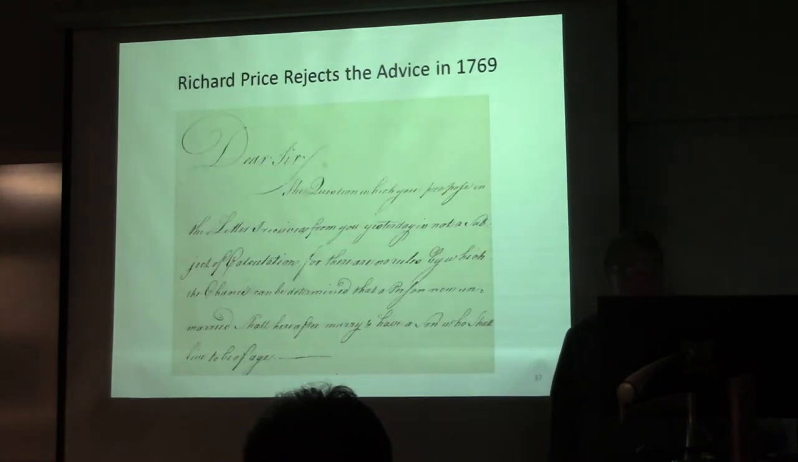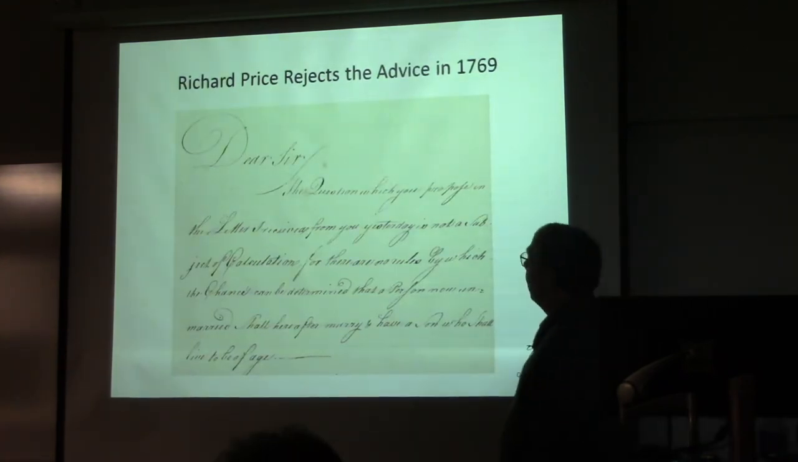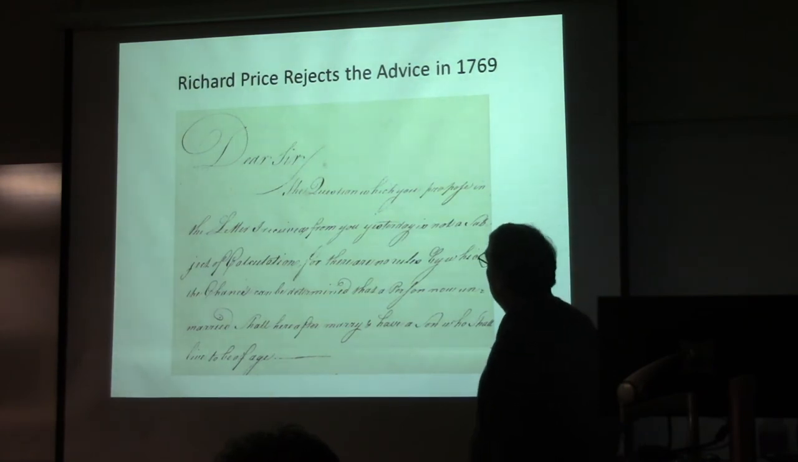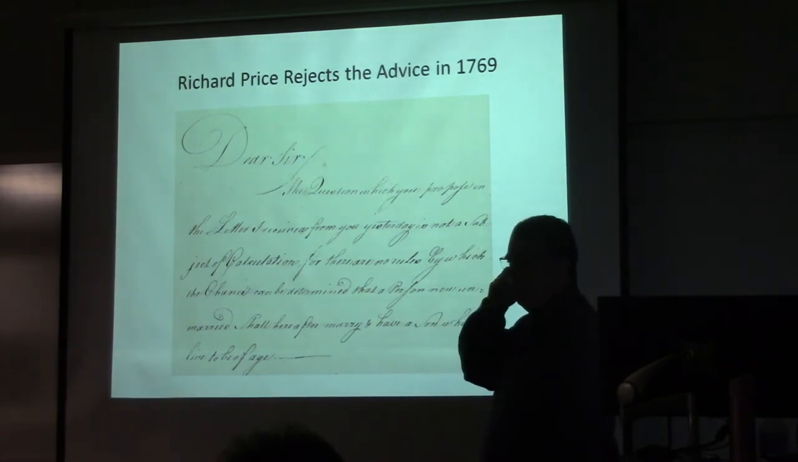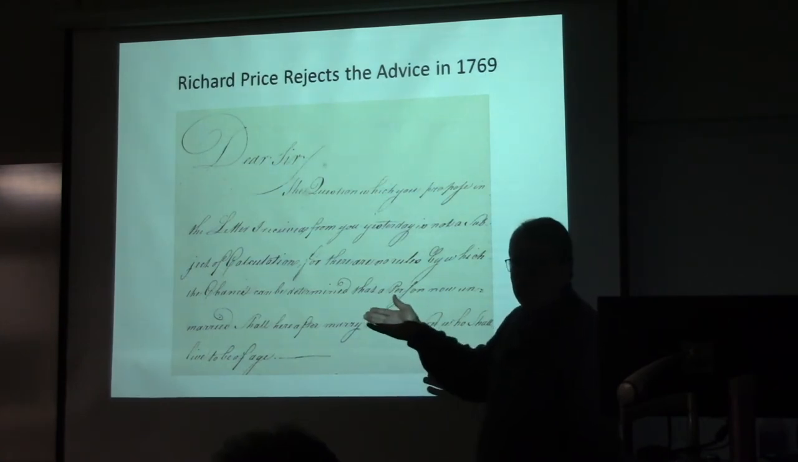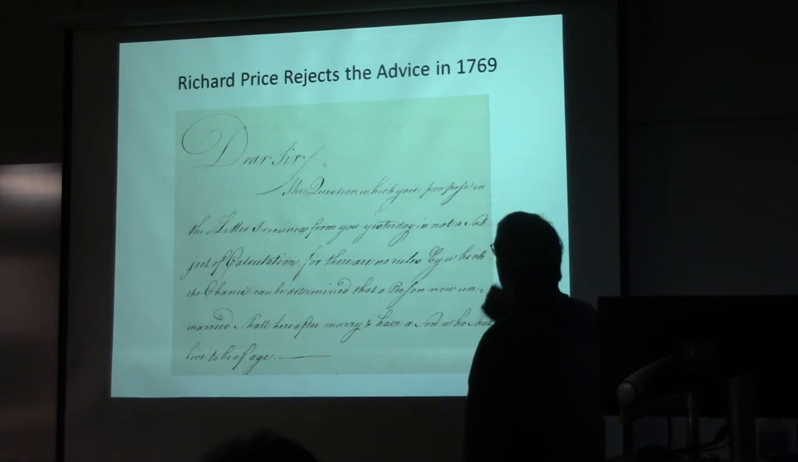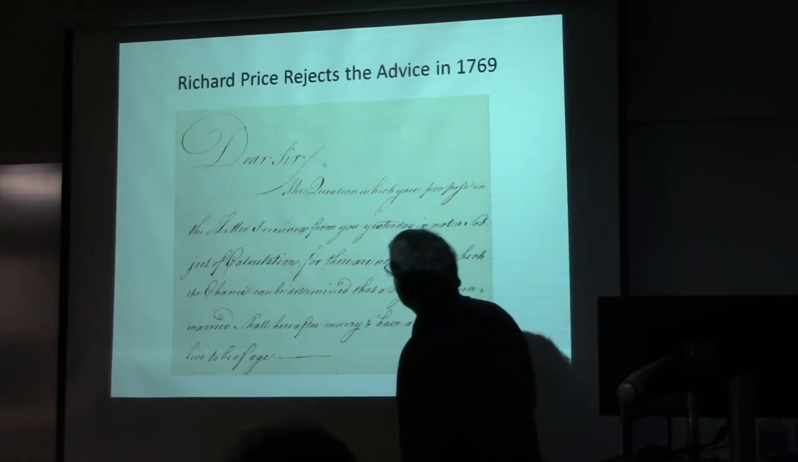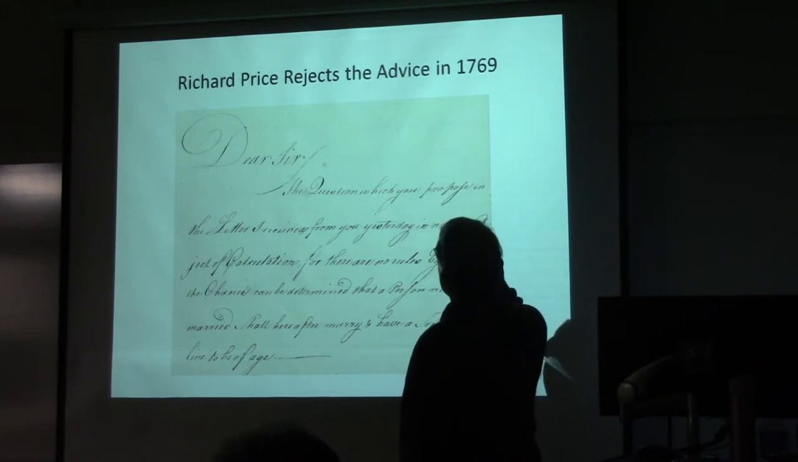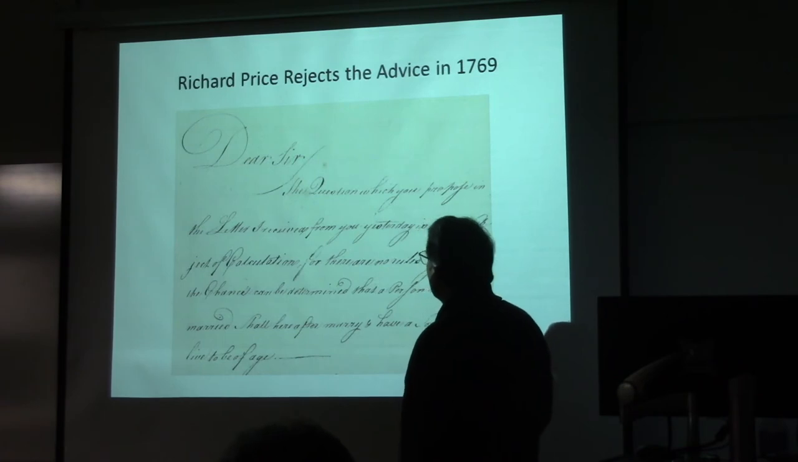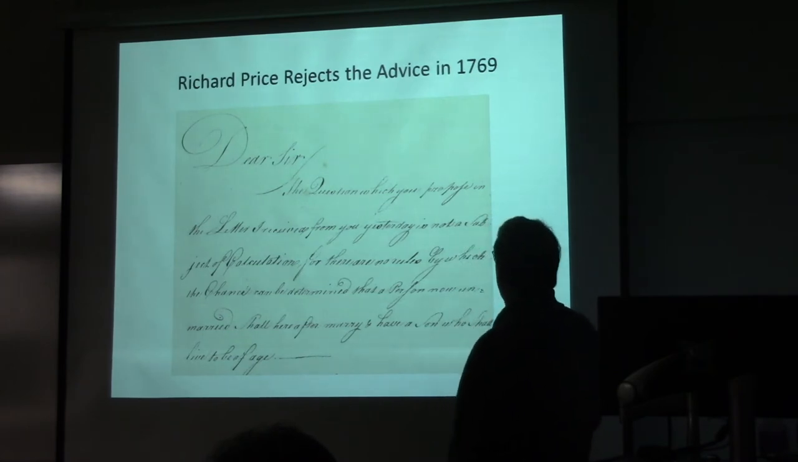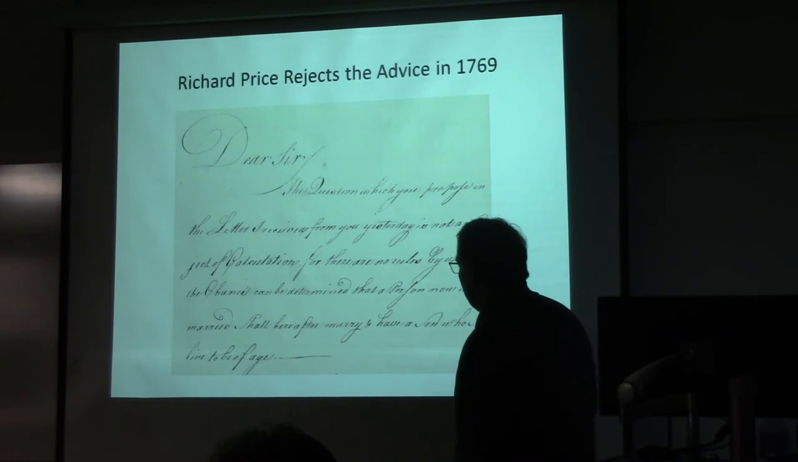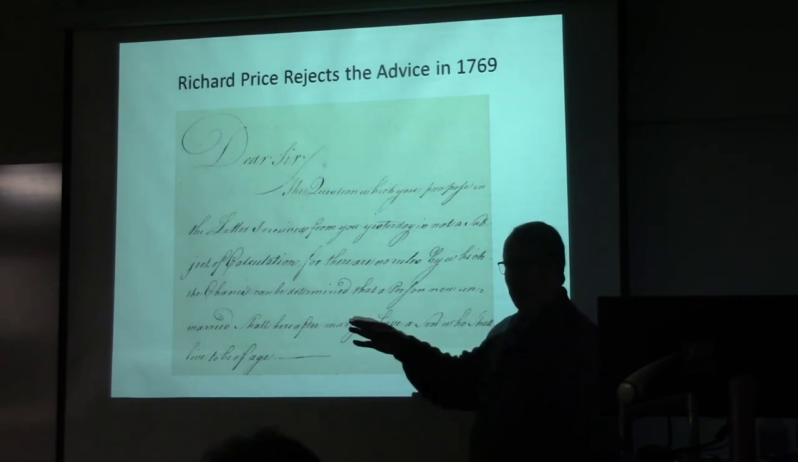So this applies back to Richard Price on some advice. He was asked by the insurance company that he worked for the question about essentially what's the chances of a man and a woman having a male heir. So the question which you propose in the letter I received from you yesterday is not a subject of calculation, for there are no rules by which the chance can be determined that a person now unmarried shall hereafter marry and have a son who shall live to be of age. So he said, I can't answer that question.